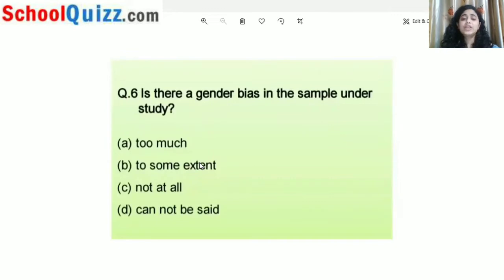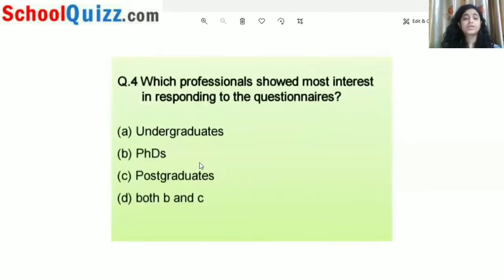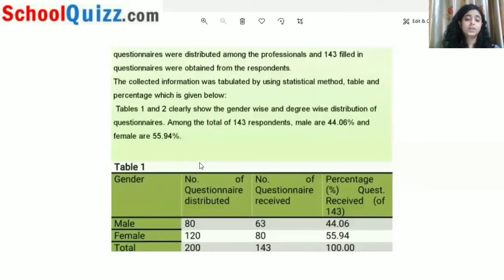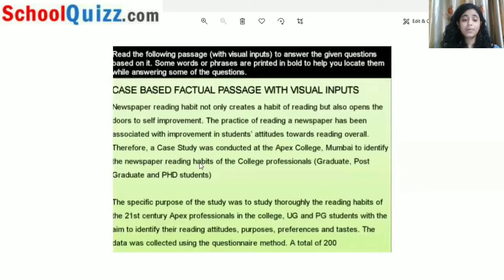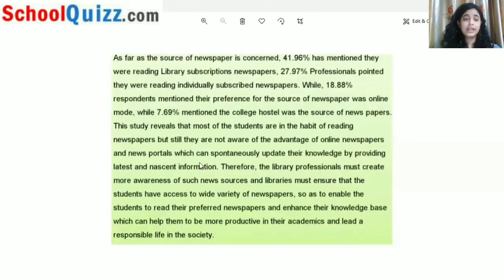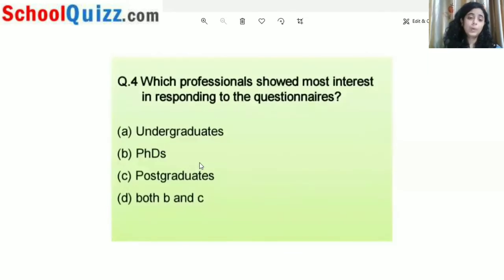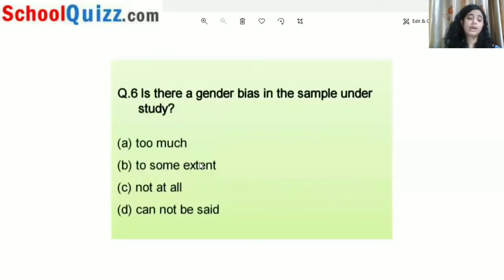Next question. Is there gender bias in the sample under study? The options are: too much, to some extent, not at all, cannot be said. So we can go through the table. Here the number of questionnaires distributed to males is 80, and to females it is 120. Can you see the bias? In total, 200 questionnaires were distributed, as 80 and 120. So the ratio is not equal. We can say that it is to some extent. So the correct answer will be to some extent, that is B.